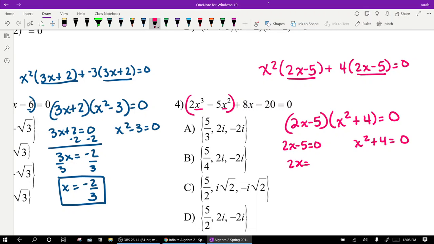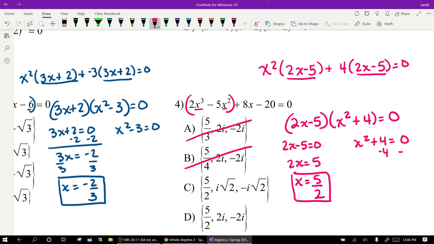Alright, well, let's go ahead and do this first one. 2x has to equal positive 5, so x equals 5 over 2. So let's go ahead and check and see what I have there. I'm looking for a 5 over 2. Well, that one didn't have a 5 over 2, and nor does that one. So I only have two choices left, so let's go ahead and keep moving.